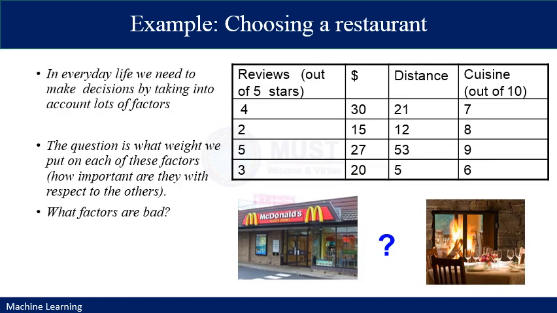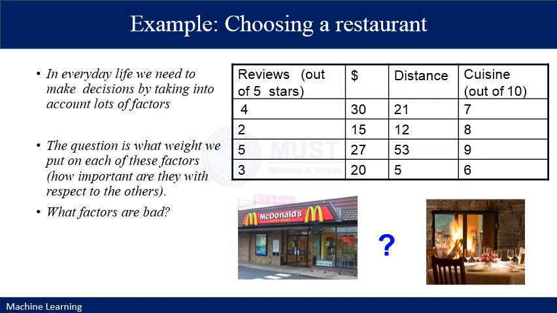So before going into the detail, let's have a simple example to look at. For example, you may be faced with a decision to choose a restaurant. In everyday life, we need to make decisions by taking into account a lot of factors. In the case of choosing a restaurant, we have four parameters or four features to choose from. Here we have reviews of the restaurant, the amount it costs, the distance it requires us to travel, and the level of cuisine marked on a scale of 1 to 10.